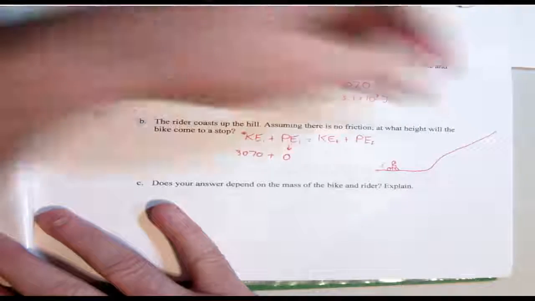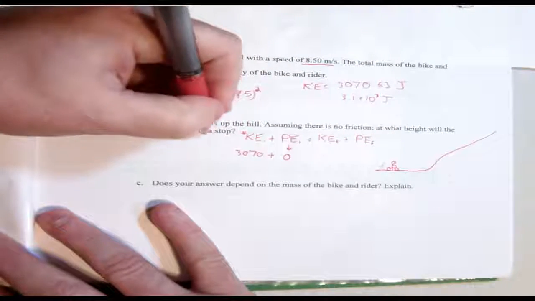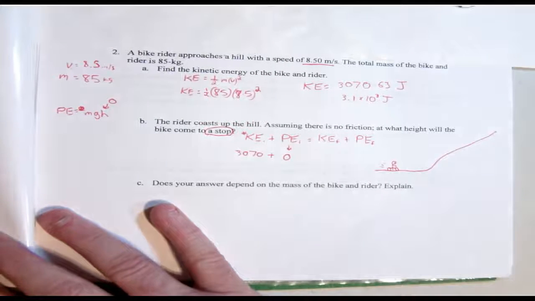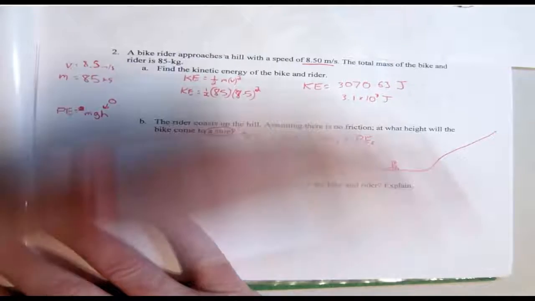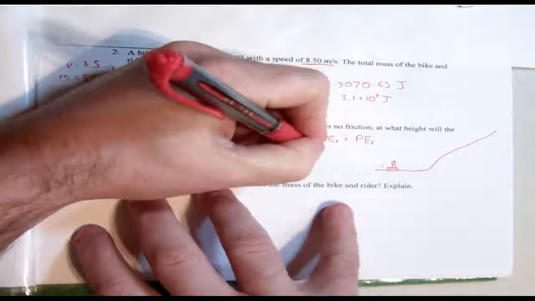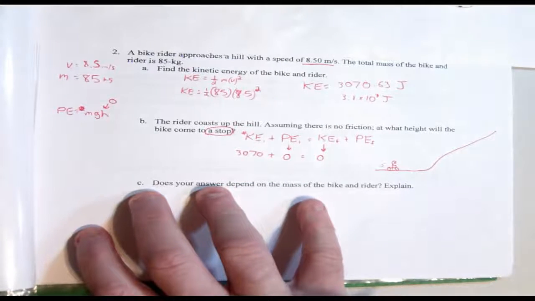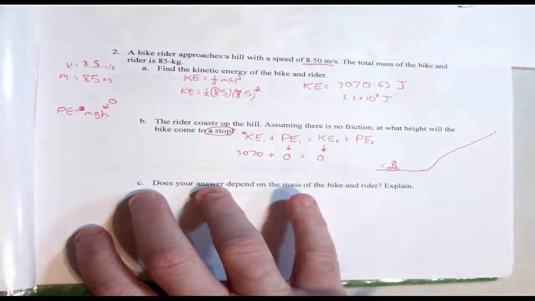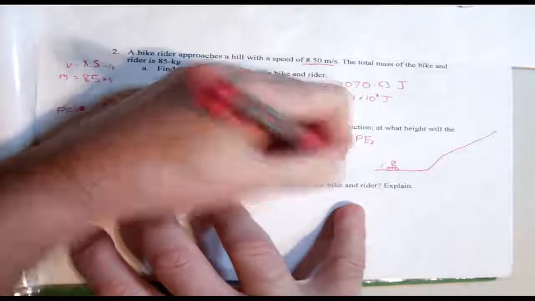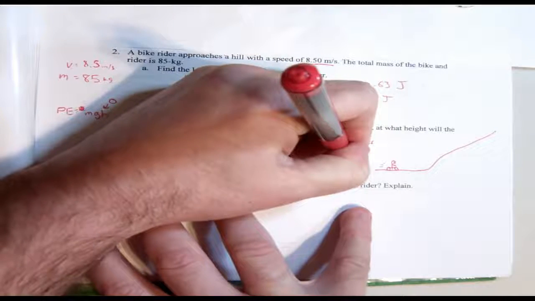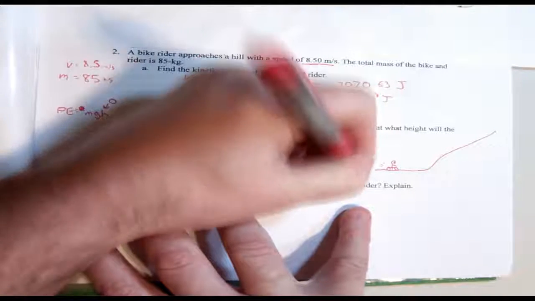Okay, so we have his initial kinetic energy and his potential energy is 0. And remember, what height will the bike come to a stop? When it stopped, what does that mean? That means the kinetic energy will be 0, right? So we know that the final kinetic energy will be 0. Okay? So at this point, what's our formula for potential energy? Well, it is mass times gravity times height.